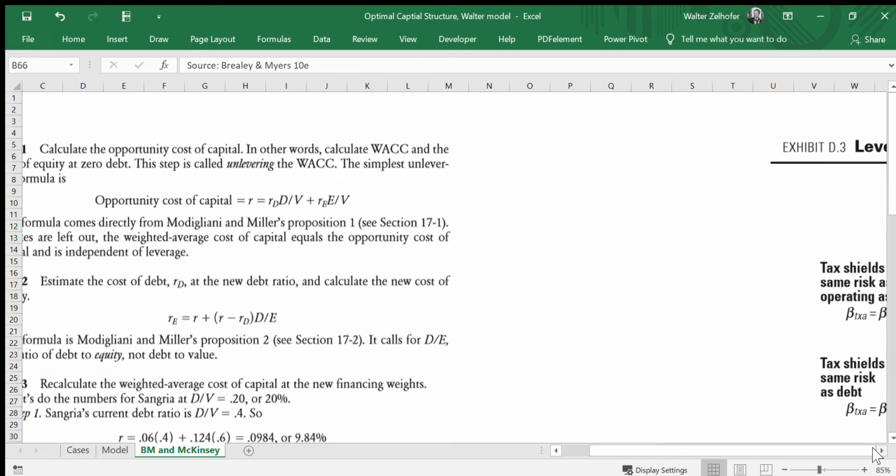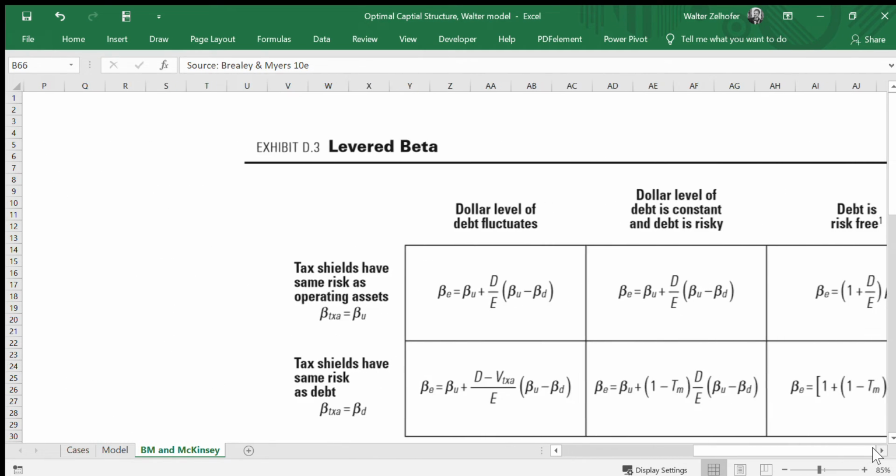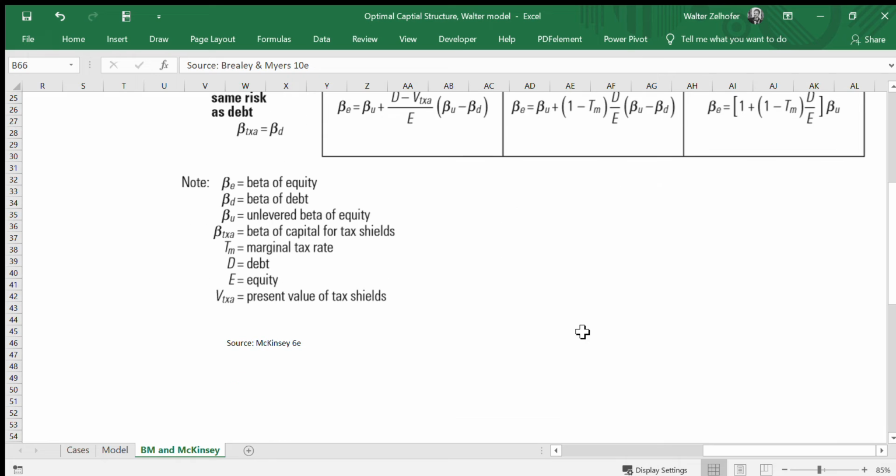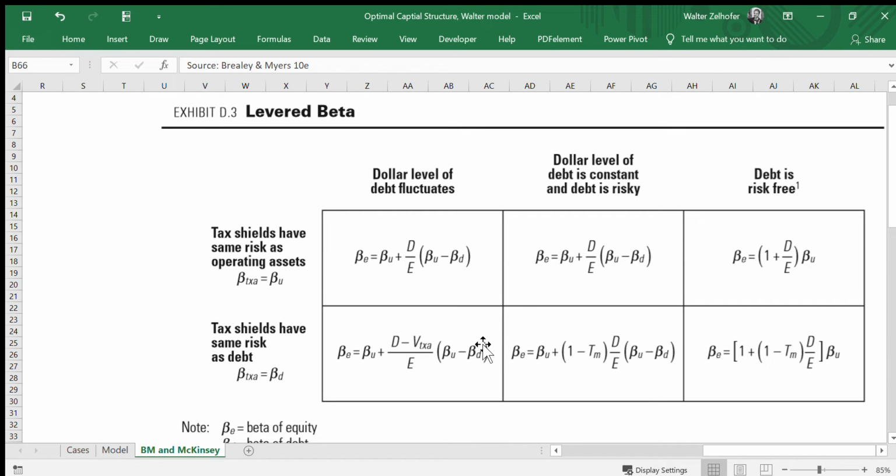Here's another book that I've been using for quite some time. This is the McKinsey Valuation textbook, 6th edition. In the appendix in the back of the book, they give you six different ways of figuring out the levered beta if you have the unlevered beta. This is kind of confusing, and they all have different assumptions on how the tax shields are discounted, and whether the debt is risk-free or not. So which of these, if any, are realistic?